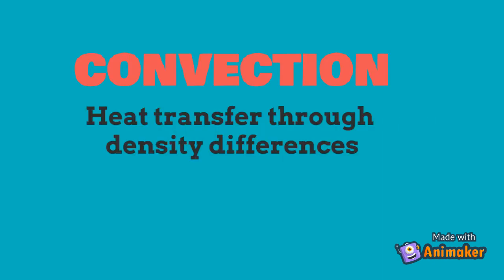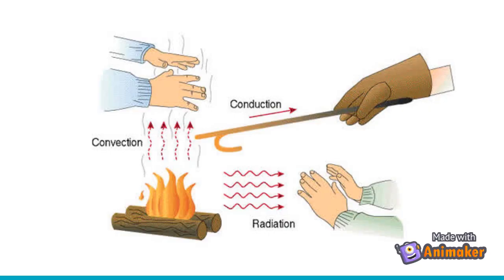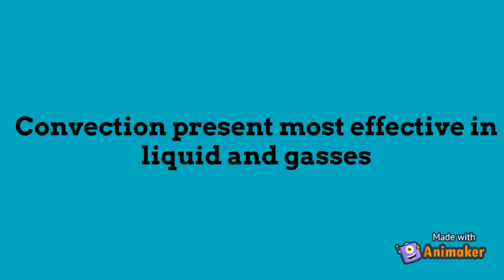Now let's discuss convection. Heat transfer through convection is due to density differences. In convection, when heat is produced due to fire, it rises up, and when it expands it becomes less dense and moves upward. This is called convection. So convection is present most effectively in liquids and gases.